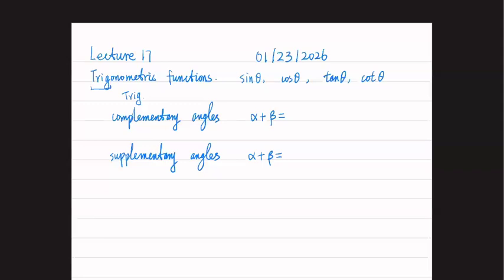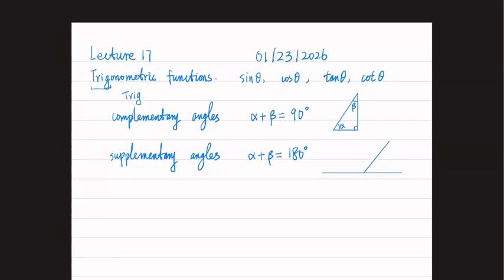Complementary would equal 90, and then supplementary equals 180. Okay. If we draw a figure over there, if this is alpha, this will be beta. They are complementary. And if we draw another pair, if this is alpha, this is beta, they are supplementary. So complementary and supplementary.